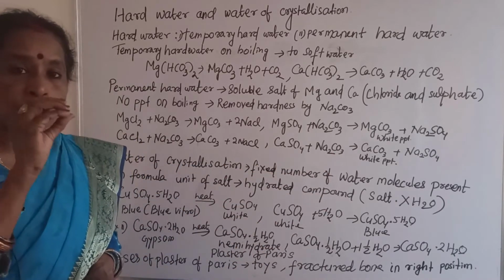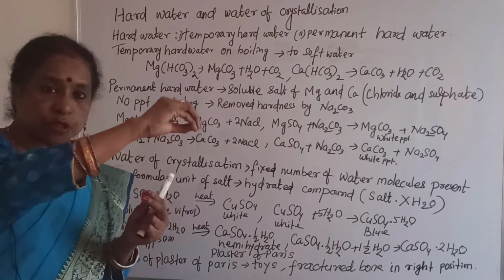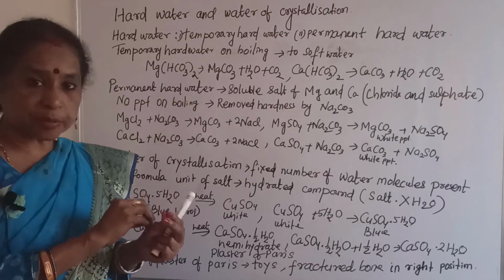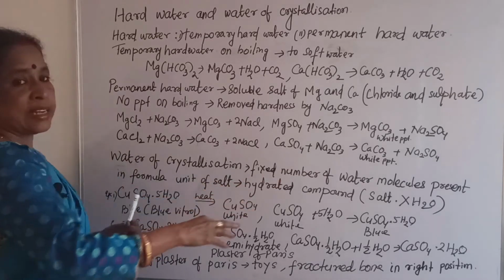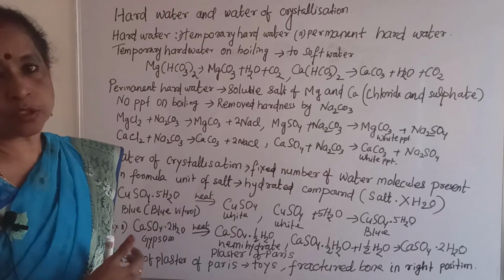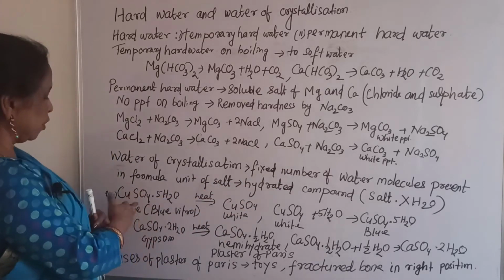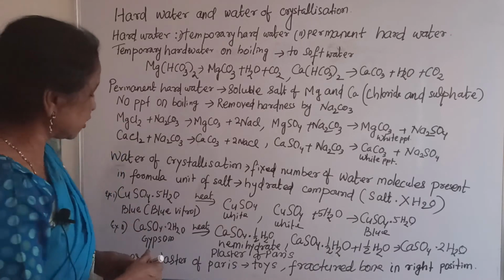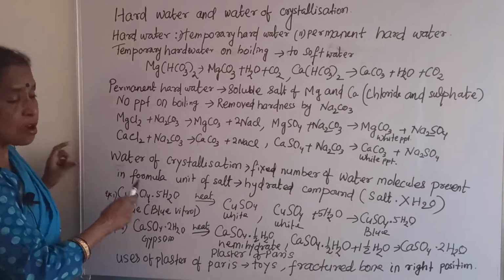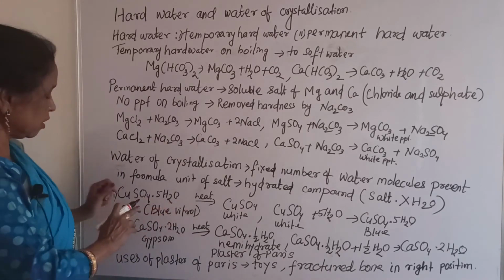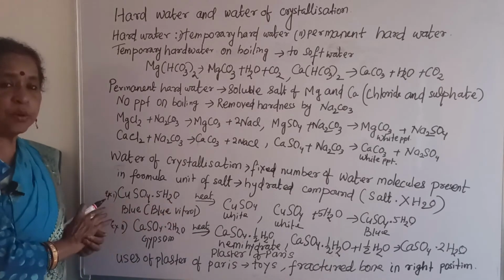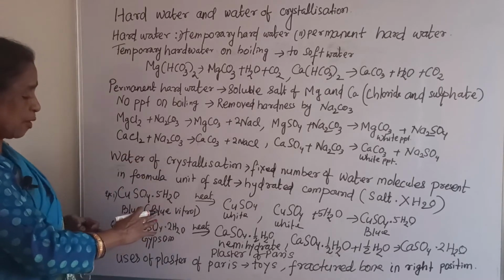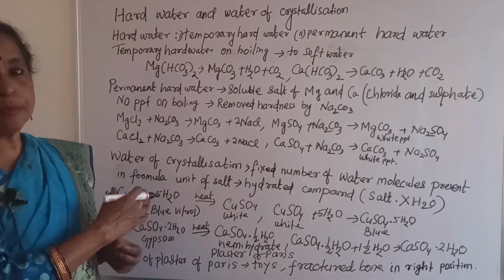If there is water of crystallization associated with the formula unit of salt, then it is called a hydrated compound or hydrous compound. For example, copper sulfate having 5 molecules of water of crystallization. The color is blue. The commercial name is blue vitriol.